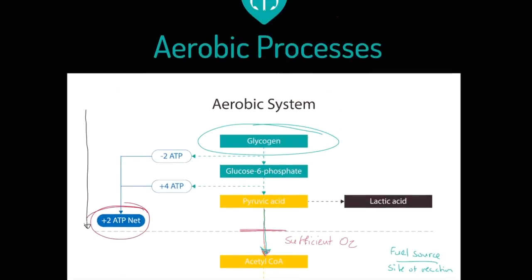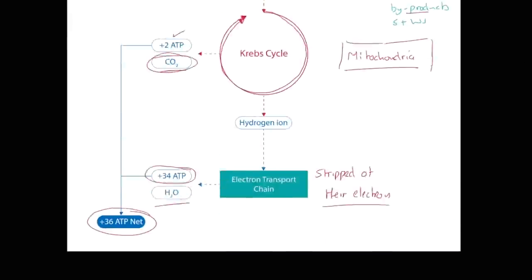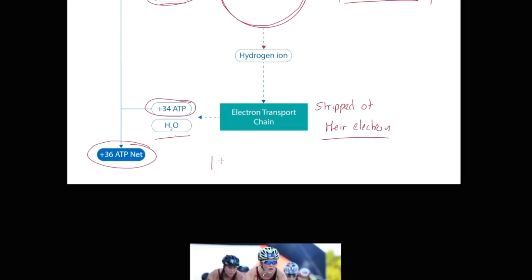We've got our two from earlier, so we can make an argument that our aerobic system has a yield of up to 38. Two from glycolysis, two from the Krebs cycle, 34 from the ETC, giving us up to 38. And I should say it is up to. The system is not always as efficient as that. Okay, but it's up to 38.